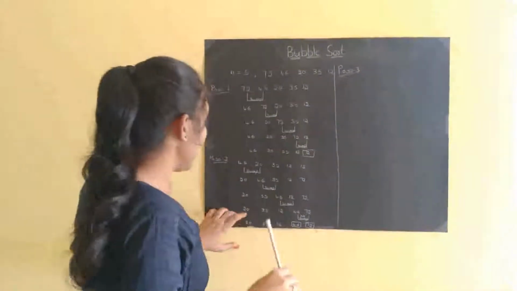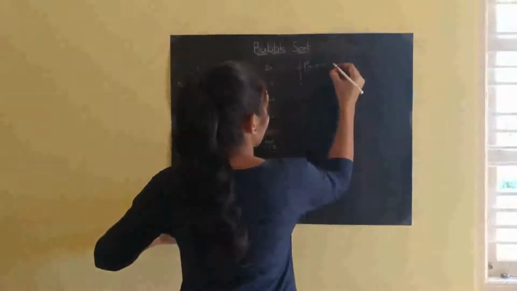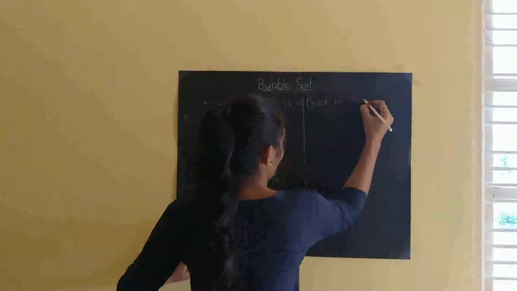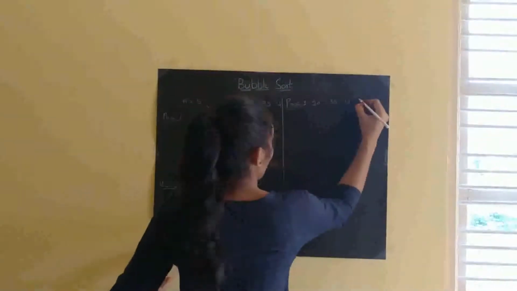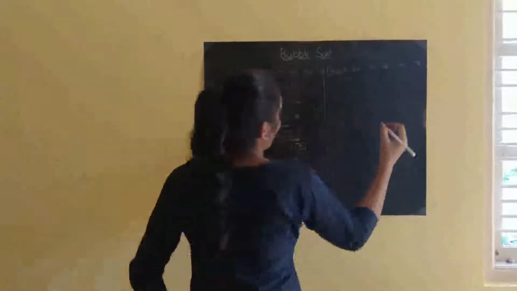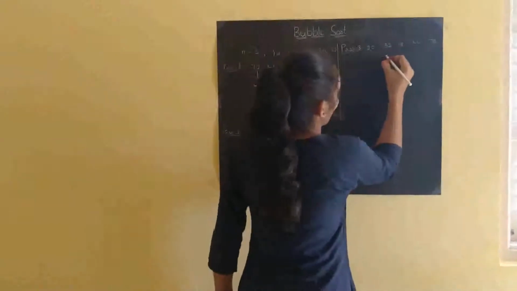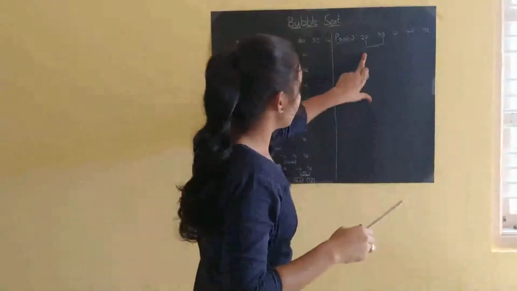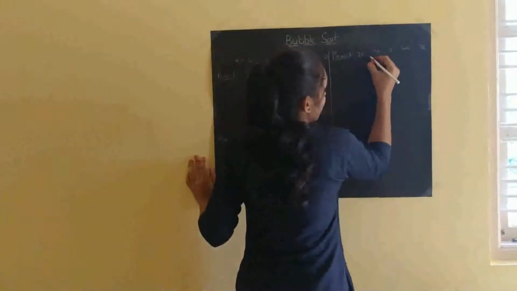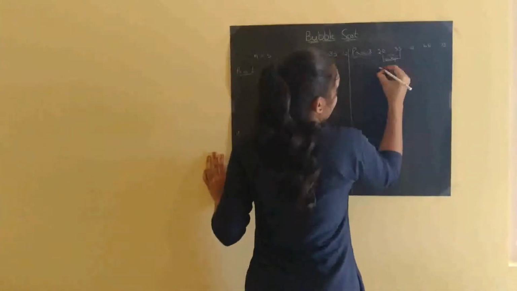Next we go with the pass three and we have to repeat the same process. And we have the elements 20, 35, 12, 46, 72. Here we are comparing 20 with 35. Here 20 is less than 35. So we are not swapping. So here there is no swapping. We get the same result.